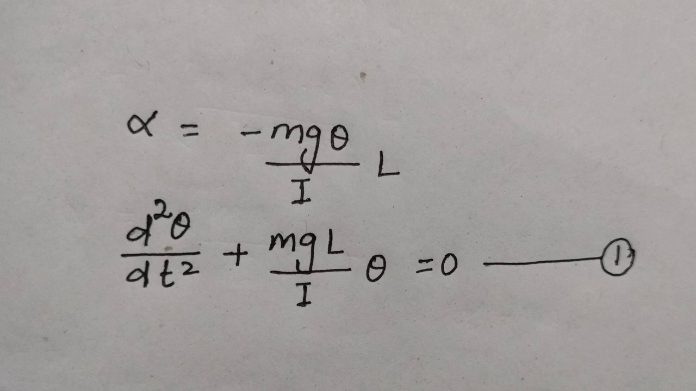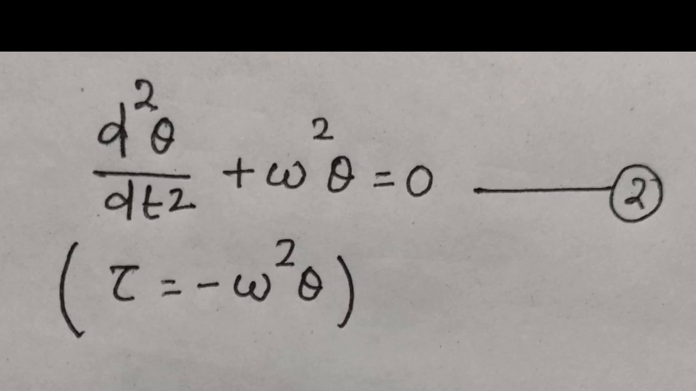But alpha is equal to the second derivative of theta with respect to t. So you can write d square theta by dt square is equal to minus mgL divided by I into theta, that is, d square theta by dt square plus mgL by I into theta is equal to 0. This is equation 1.